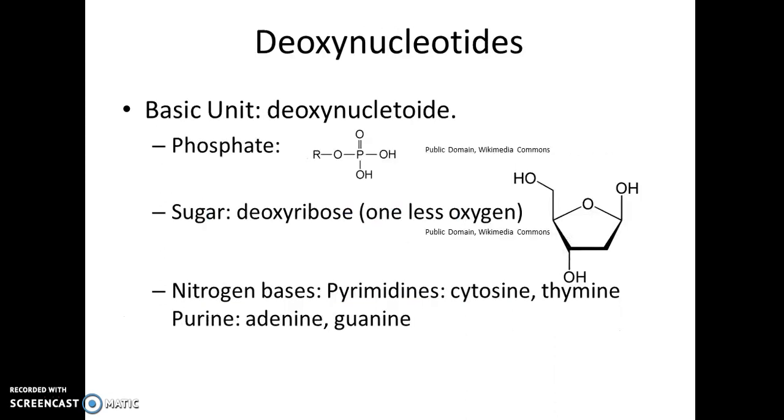So the basic unit is a deoxynucleotide. We have to say deoxy because nucleotides would be RNA. The phosphate right here, we know what phosphates look like, beautiful. We have a deoxyribose right here, and a deoxyribose is a deoxyribose because it's missing an oxygen right there. The nitrogen bases are either pyrimidines, which is cytosine and thymine, or purines, which is adenine and guanine.